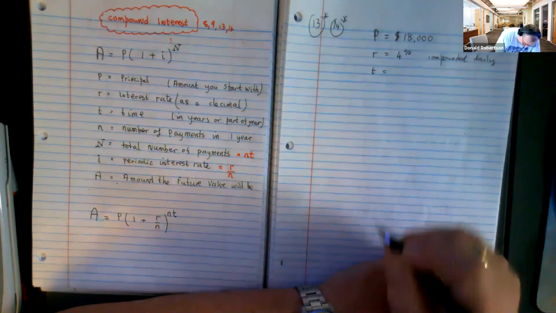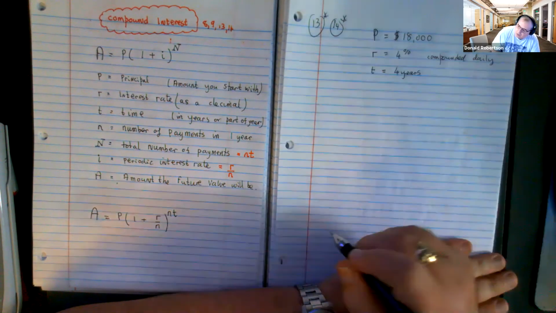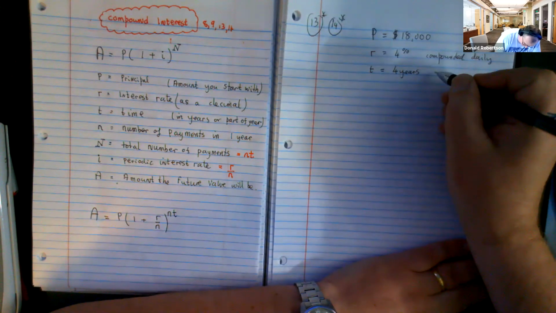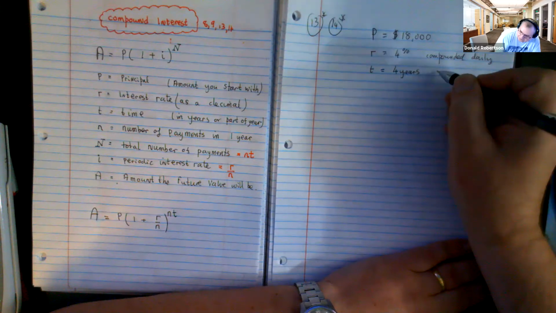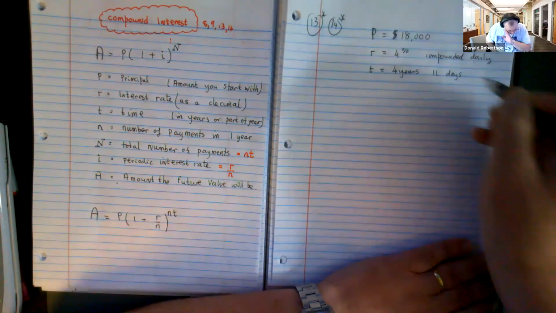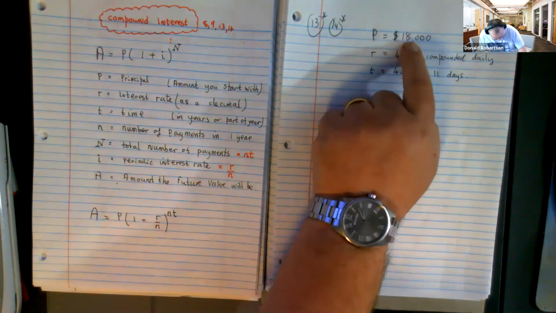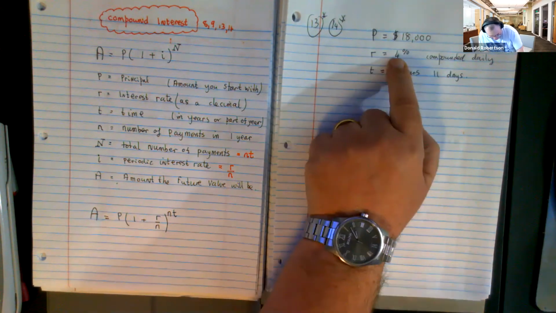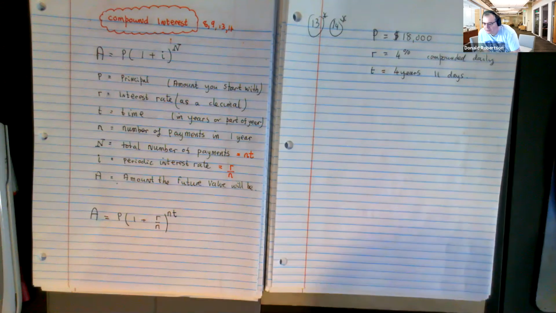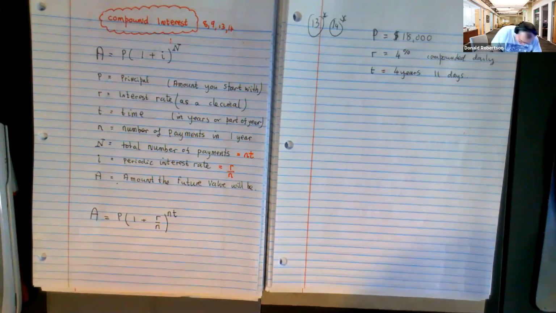And the time is going to be 4 years. How many days? 4 years and how many days? Pick a number for me for days. 11. 11 days. And we are going to find out the future value: how much $18,000 invested at 4% compounded daily would be worth at the end of 4 years and 11 days. Who cares why it's 11 days, but you decided to take it out on your birthday, right? Whatever.